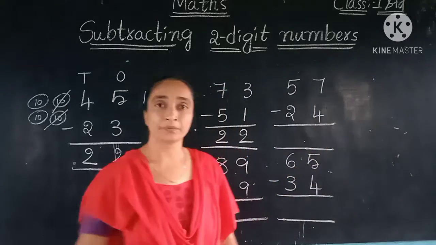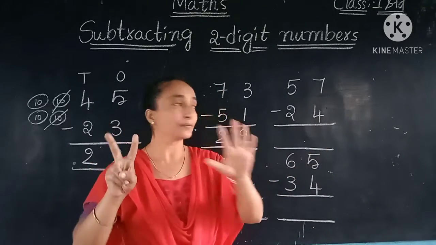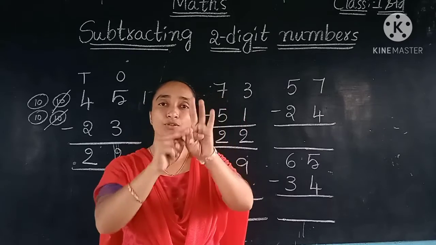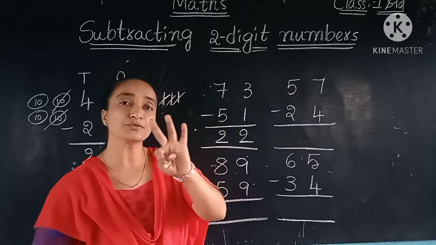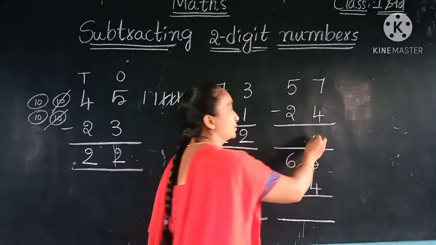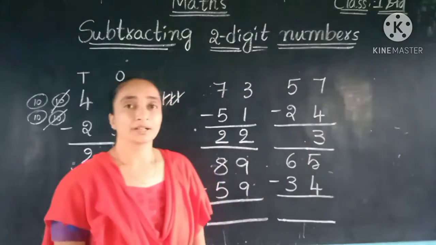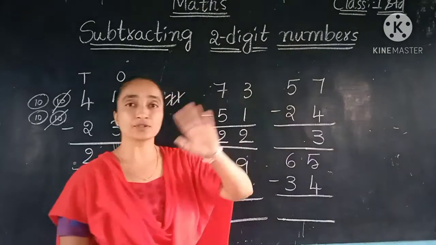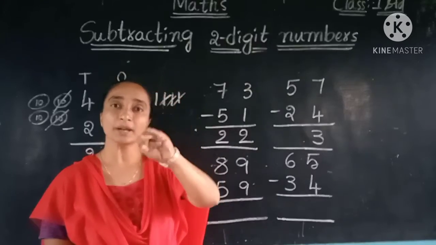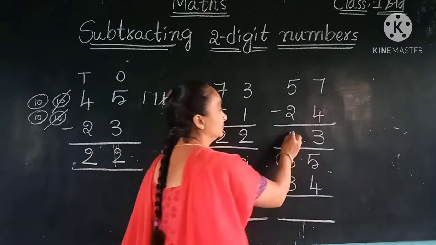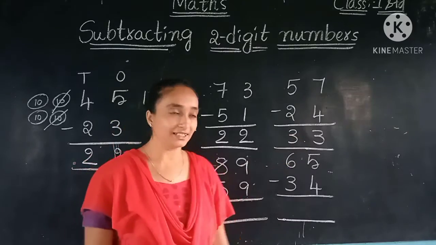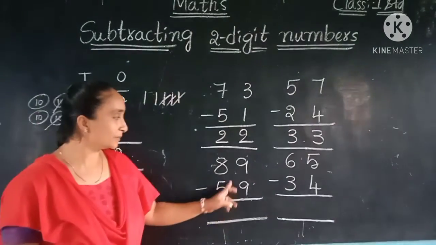Here we have the 7. So take 7 fingers. Fold 4 fingers. 1, 2, 3, 4. 4 fingers fold. Remaining, how many are left now? 1, 2, 3. So the 3 we can write here. Now come to the tens place. Take 5 fingers. The second number is 2. 2 fingers fold. Remaining 3. Yes. Here we got the 2, and here we got the 3. Yes. Now let us see, children, here.